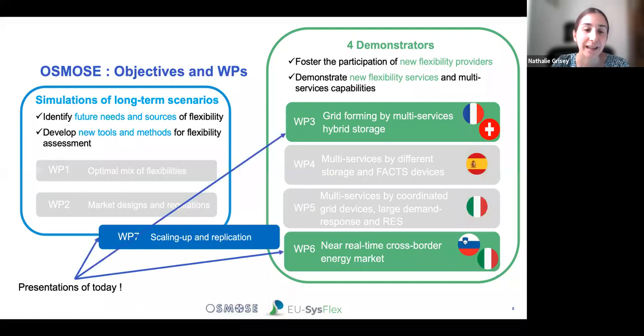Next slide, please. So in today's webinar, we'll not address everything we're doing in the project, but we'll have presentations from 3 of our work packages. The first one will be from our work package 6, which is near real-time cross-border energy market. Then we'll have presentations from our work package 3, which is grid forming by multi-services hybrid storage. And our final presentation from OSMOSE will be from our work package on scaling up and replication.